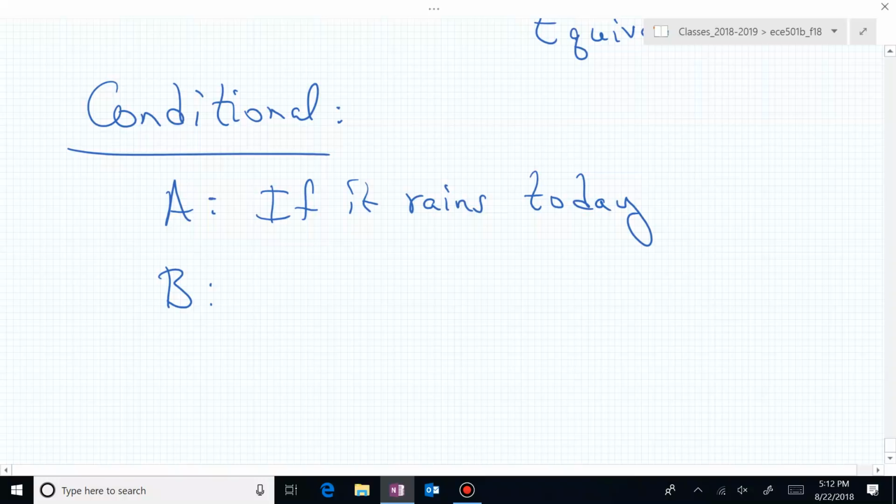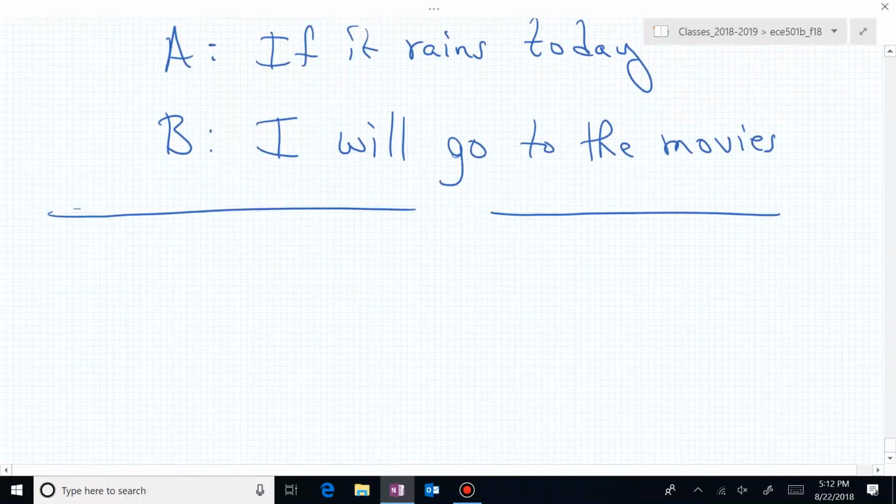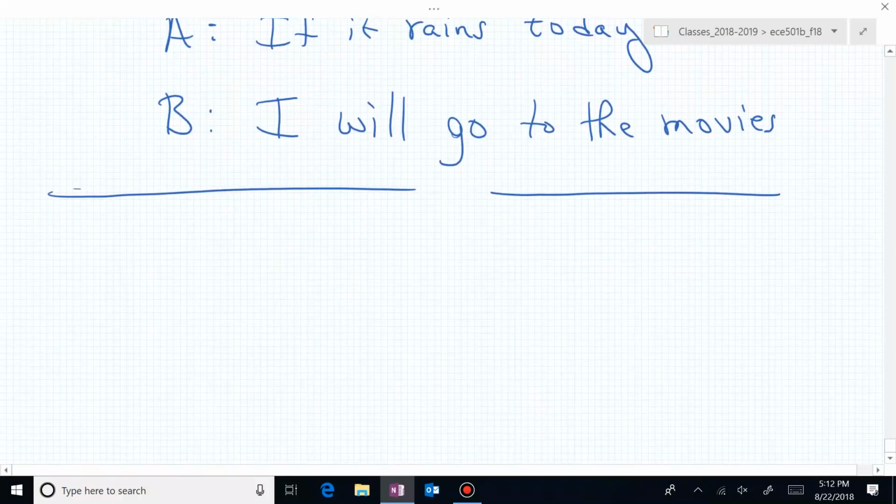Let's move on. B is, I shouldn't have used this example, huh? B, I will go to the movies. All right, let's move on. That contrapositive's getting kind of... Are we clear on that?